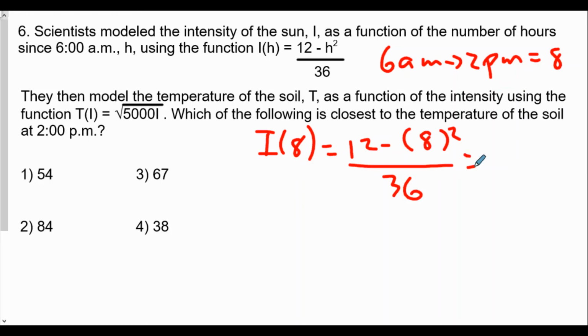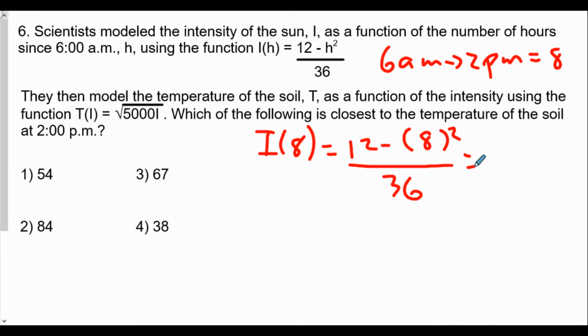And so now we get, in this case, 12 minus 8 squared over 36. That's kind of strange. Okay, so let's see how this works out. So at 2 p.m. we're going to get a negative value, and that's not going to work out so great, especially when we have a square root. So let's take a look and see.